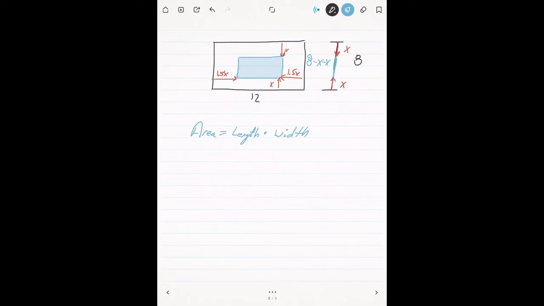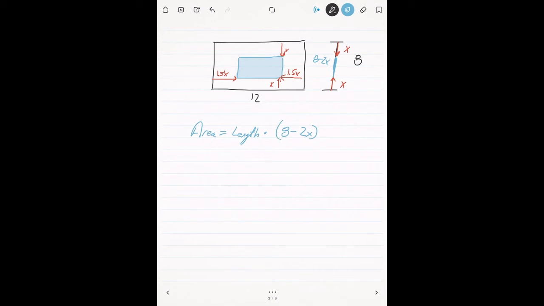And you know what? We can probably rewrite that, can't we? Instead of 8 minus x minus x, we could say that's 8 minus 2x. That right there is the width of this rectangle. That's how tall it is. We can say, okay, we know that this is now, instead of 8, it's 8 minus 2x.